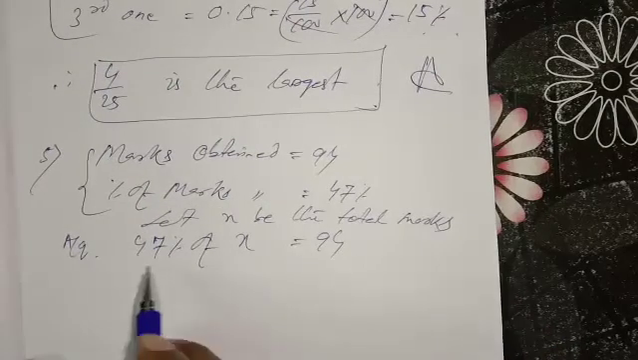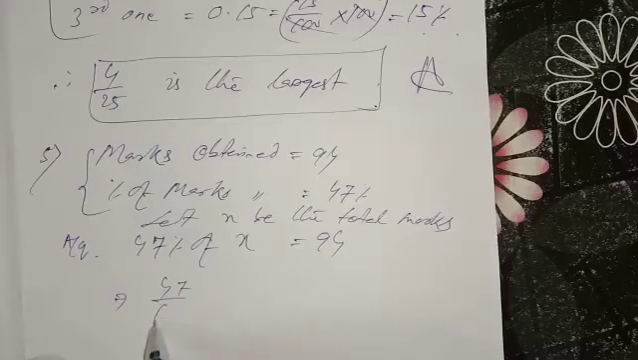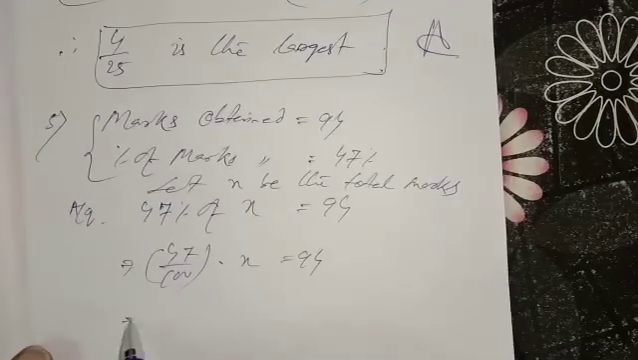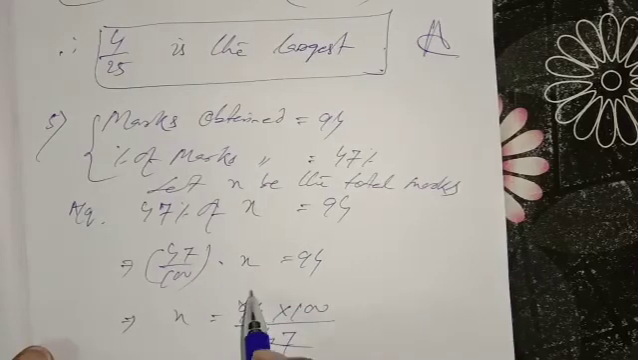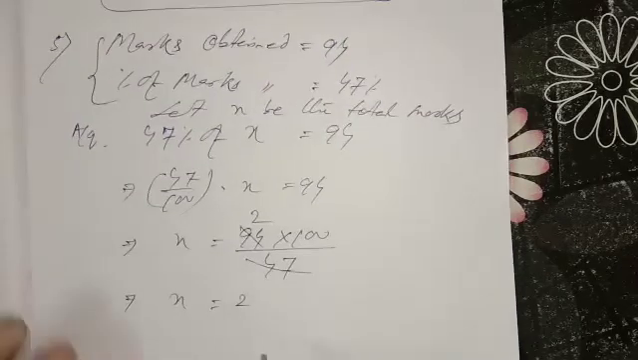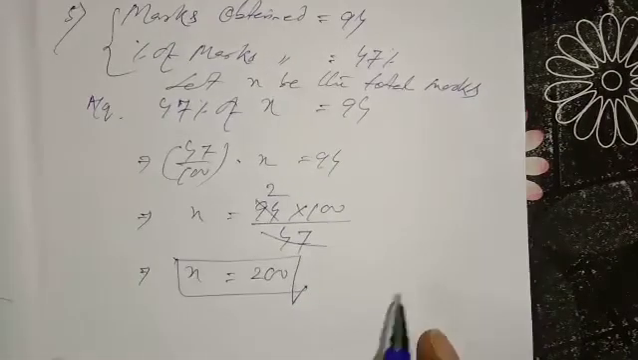So according to question, 47% of x equal to 94. 47 by 100 into x equal to 94. Therefore x will be how much? x is equal to 94 into 100 divided by 47. 47 twos are 94, and 2 into 100 is coming 200. So what is the maximum marks? The maximum marks is 200.